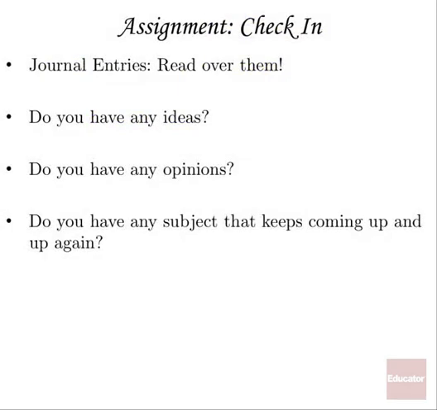So, let's think about the assignment from last week and last lesson. How about those journal entries? You've been writing them, right? Have you read over them? Please do. So, have you noticed any ideas? Anything that could be a topic? Anything that you really like writing about? Do you have any opinions about what's good or bad or right or wrong or how things should be? Don't be afraid to write about those too. Most importantly, do you have a subject that keeps coming up again and again?